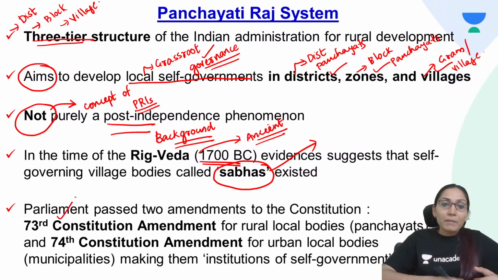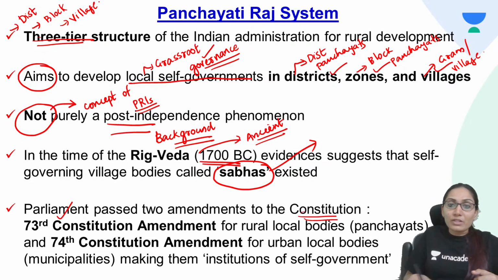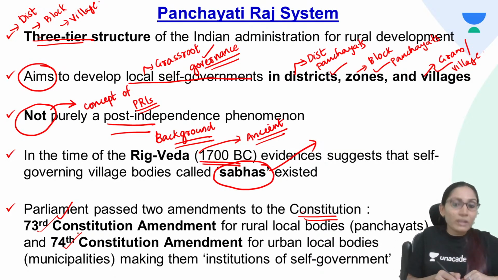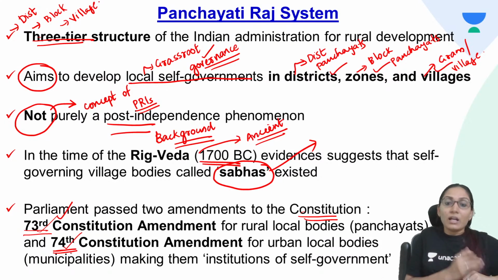The Parliament passed 2 amendments to the Constitution to create Panchayati Raj institutions. Two very important amendments: the 73rd Constitutional Amendment and the 74th Amendment to the Constitution. The 73rd and the 74th Amendments added rural as well as urban local bodies, which are the panchayats and the municipalities, and gave them a constitutional status. So the Panchayati Raj institutions and the municipalities were given a constitutional status through the 73rd and 74th Amendment Act.